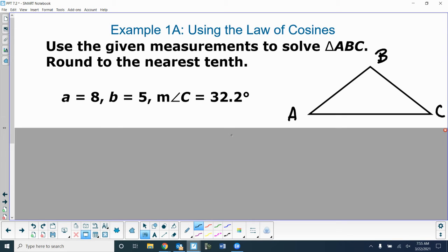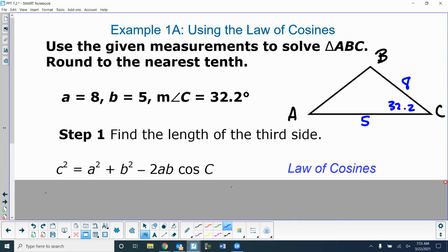Okay, so angle C is 32.2. Side B, remember the opposite angle B would be 5, and side A is 8. Okay, so to substitute in, there's my side angle side situation. The only thing I can find is side C. So I'm going to use the one that starts out C squared equals. So I'm going to use that one.